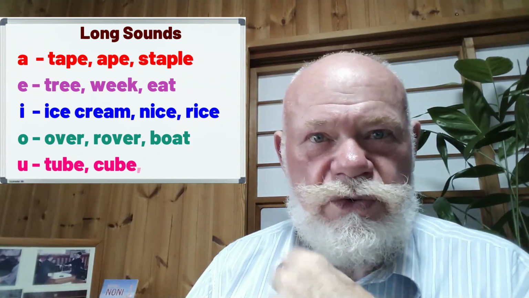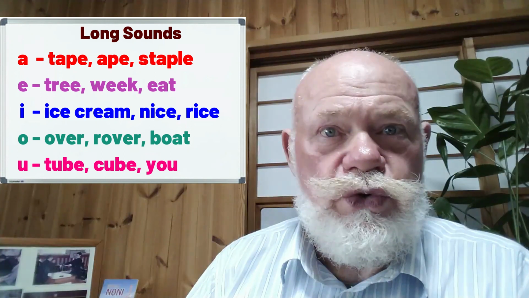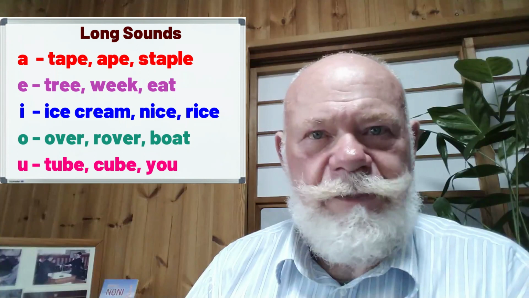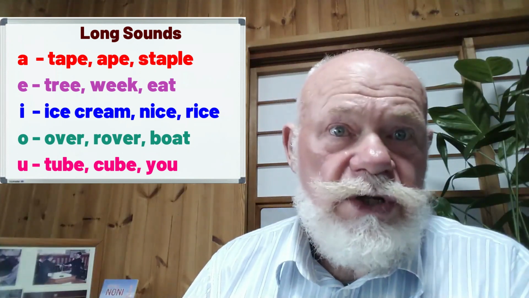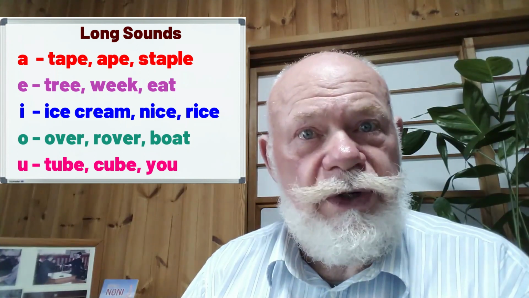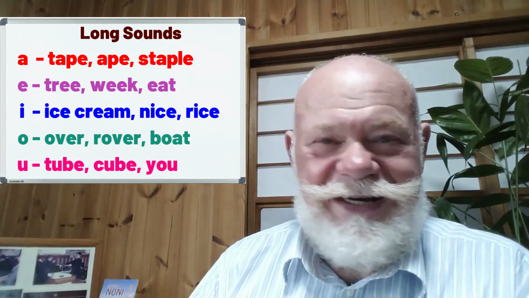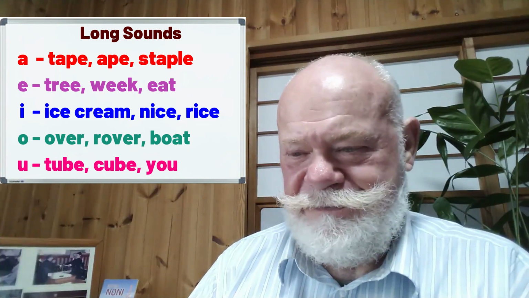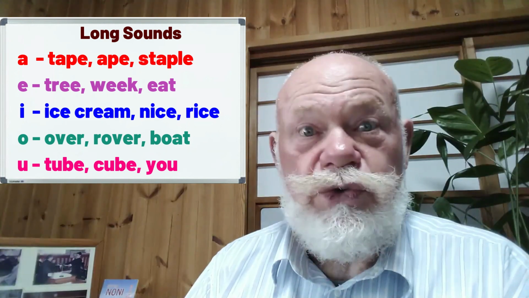Let's go to the U sound. The U, long U, has the U or oo sound. Depending on your English origin, you may pronounce it U or oo. Either is correct. The word I have for you here is tube, cube.